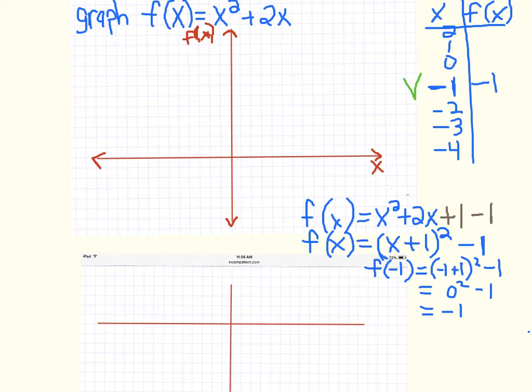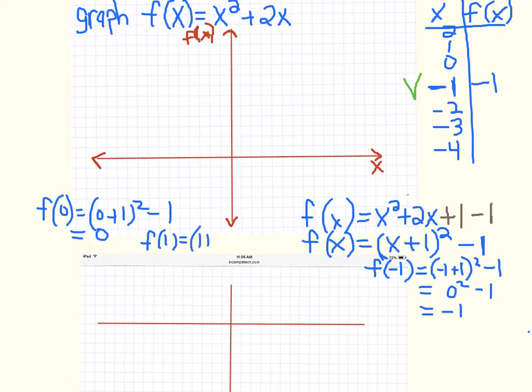So let's go on each side. f of 0 would be very easy to figure out. f of 0 equals 0 plus 1 squared minus 1, so that's going to be 1 squared minus 1, so that's actually going to be 0. Then I'll do f of 1, and you could actually plug into the original equation if you want, whatever's easier for you. Then I'll have 1 plus 1, so that's 2 squared minus 1, so that's going to be 3. So f of 1, and that'll be the same value, by the way, that I get for -3.